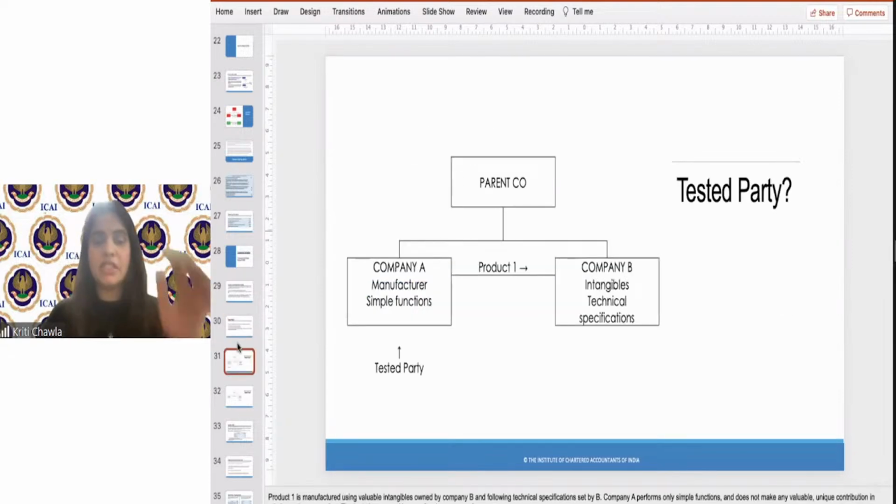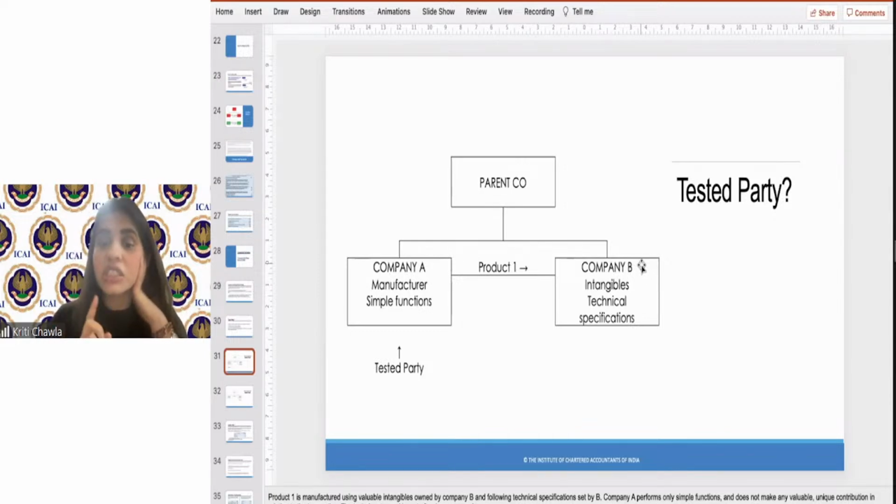So I have two examples here. Let's see this particular example and then let's see what is going to be the tested party. In this particular situation, there's company A. It just does a very simple function of manufacturing. It manufactures product 1 and sells it to company B. Now, company B is very, very complex. It is giving all the technical specifications. It is holding a lot of intangibles, etc.